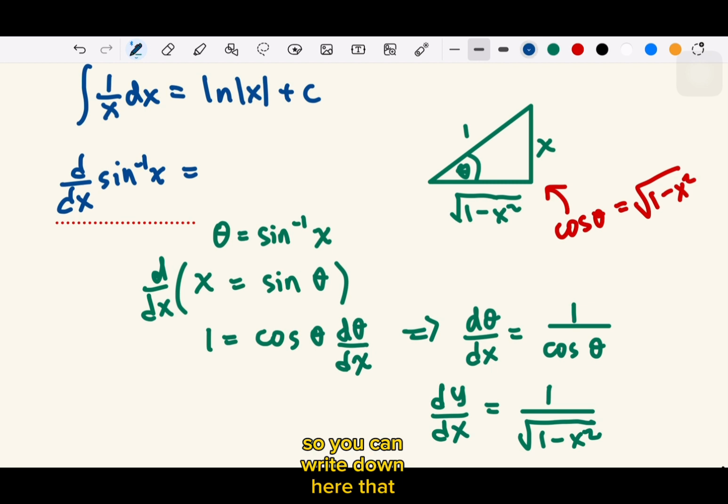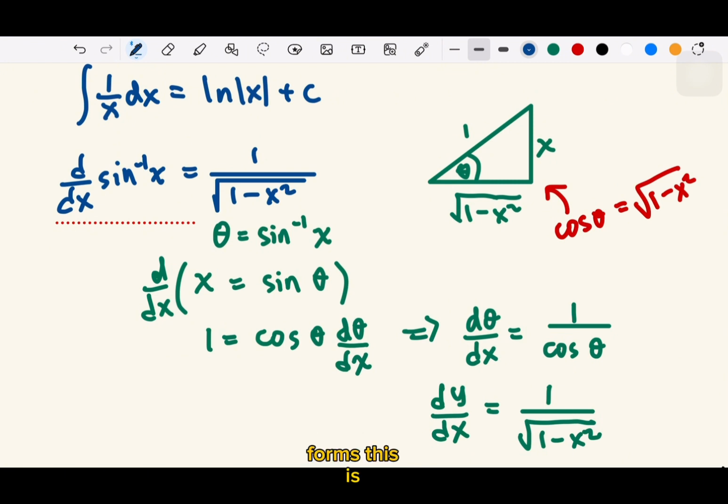So you can write down here that is 1 over the square root of 1 minus x squared. And remember, why does this theta need to have this form? This is because it is a dependent variable. This is independent. Because we are deriving with respect to this independent variable, we can directly just write this one, and this one is cosine, right? But we need to write the derivative of this theta, which is d theta over dx, because it's a dependent variable. It's called implicit differentiation.